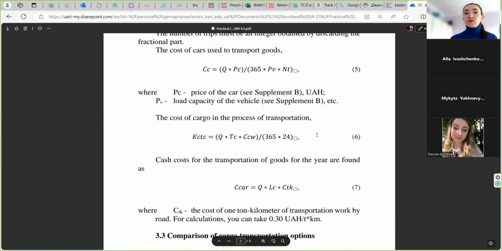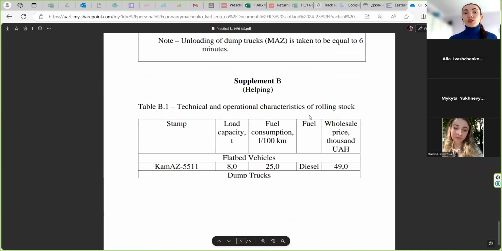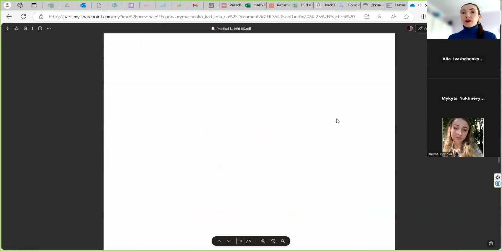I show it now. So we need our load capacity. It is the second column of our table B.1. So it is 8 tons or, for example, 7.5 tons for different car brands. Okay, you find it. And come back to our formula number 5.